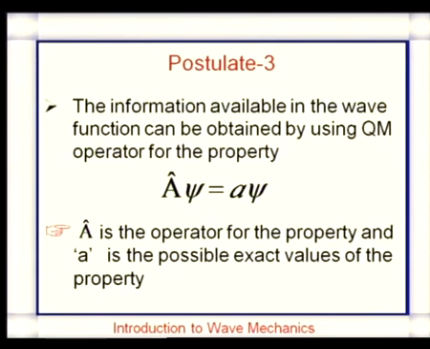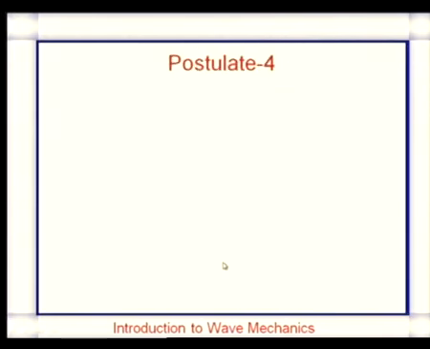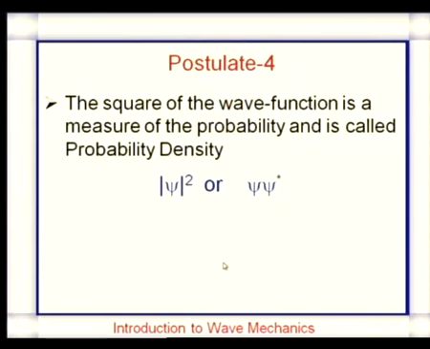Okay. And then let's look at some operators which are used here. This is for position along the x-axis, y-axis, and so on. These are the momentum operators over there. And then the fourth postulate tries to ascribe some kind of meaning to psi, which says the square of the wave function, psi square, gives me a measure of the probability.